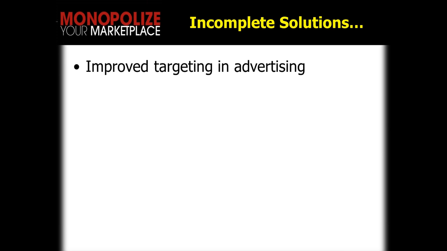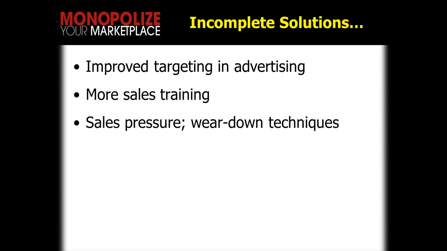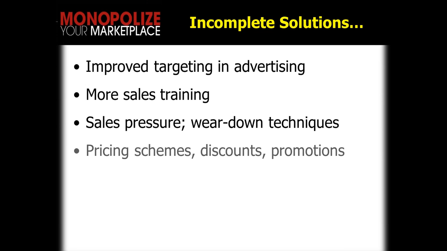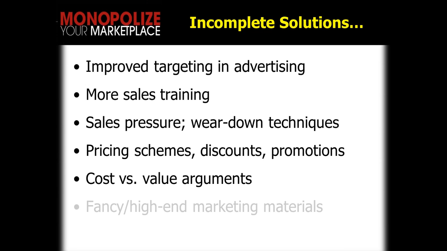See, what happens is, like I said earlier at the very beginning of this webinar, you get into the $1,200 and $1,300 windows, but you still encounter price resistance because people at that level that know that they want quality still don't understand how to judge quality, okay? More sales training, make our sales people better, they'll wear you down. That's probably not the best solution. Pricing schemes, discounts, promotions will try to trick people into thinking that it's not as expensive as it is. Cost versus value arguments, I don't want to even talk about that.